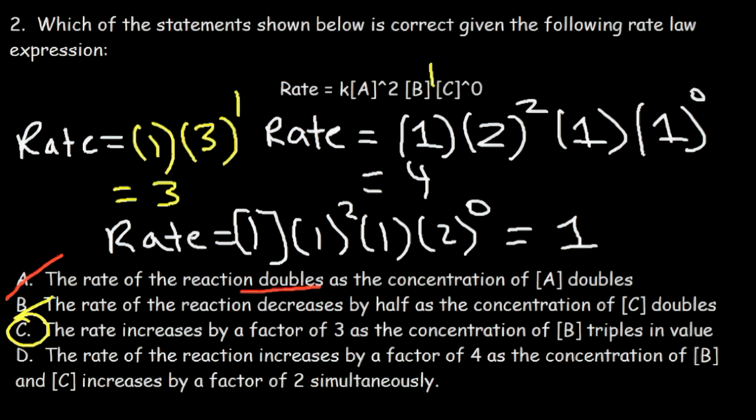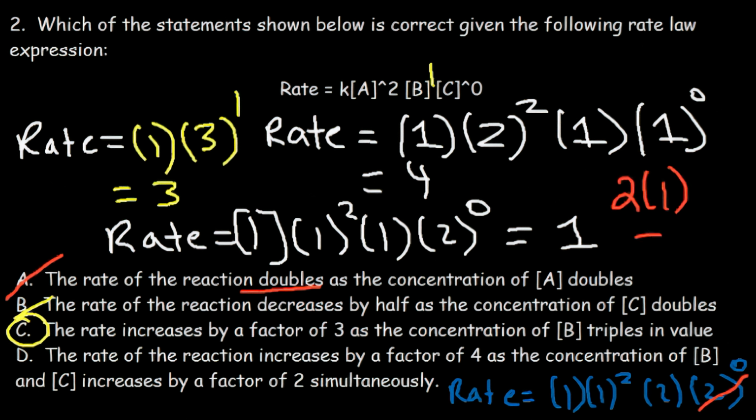The rate of the reaction increases by a factor of 4 as the concentration of B and C increases by a factor of 2 simultaneously. So rate is equal to, we're going to put 1 for K. A stays the same. B increases by a factor of 2, and C increases by a factor of 2. But C is raised to the 0 power. Anything raised to the 0 power is 1. So this is going to be 2 times 1, which is equal to 2. So the rate will not increase by a factor of 4 if we double the concentration of B and C. In fact, the rate increases by a factor of 2. So D is eliminated, and therefore C is the right answer for this problem.